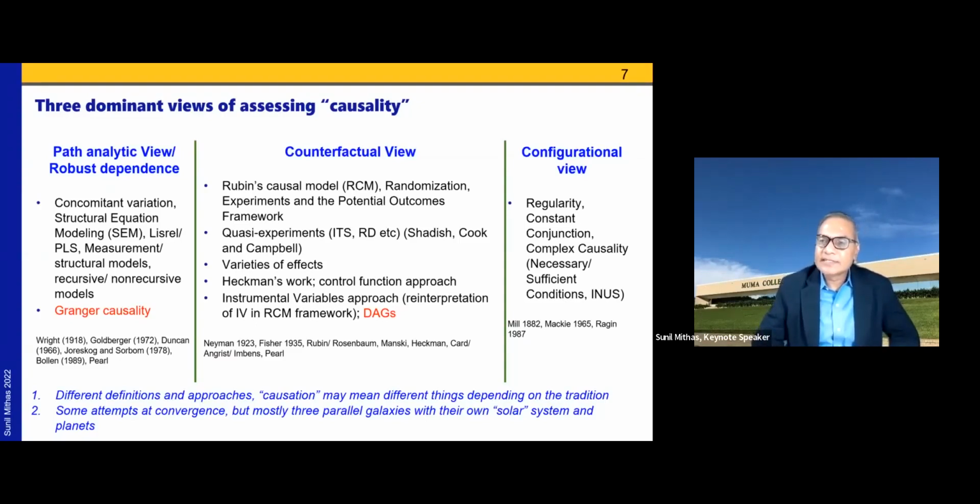And finally, there is the third view, which again, we use a label for. We call it the configurational view. And this view, although it was talked about in philosophical terms by John Stuart Mill in 1882, more philosophical work was done in 1965. And Charles Ragin was the one who then developed the ideas in mathematical terms using set theoretic approaches, using Boolean algebra. And he made these ideas far more amenable to mathematics, using some examples in political science.